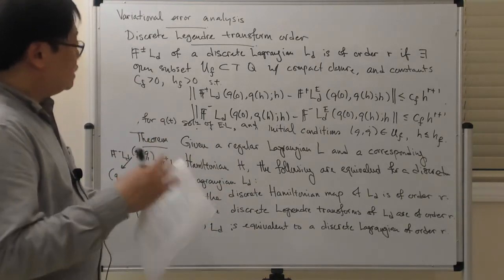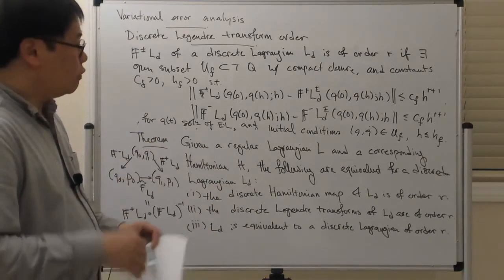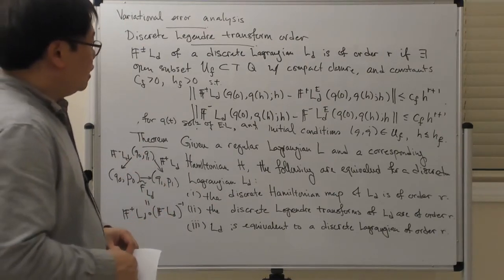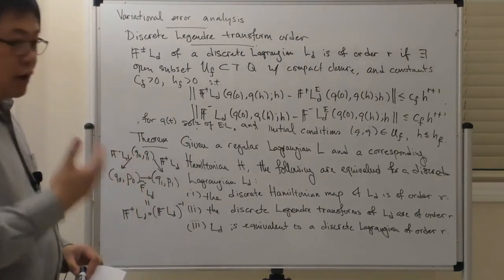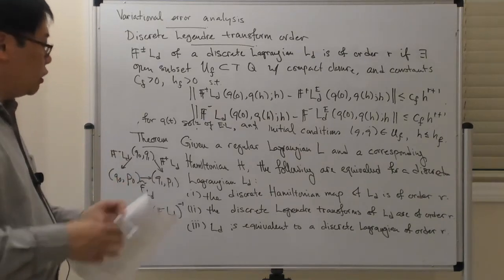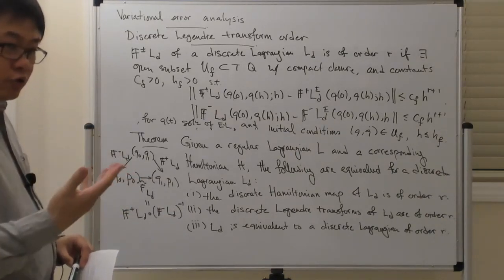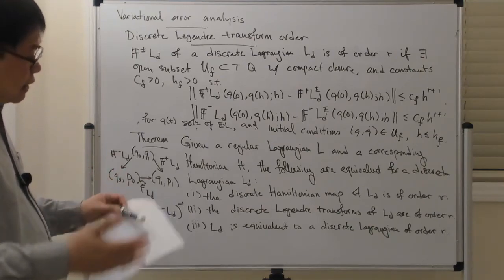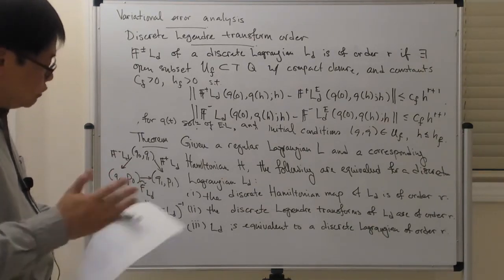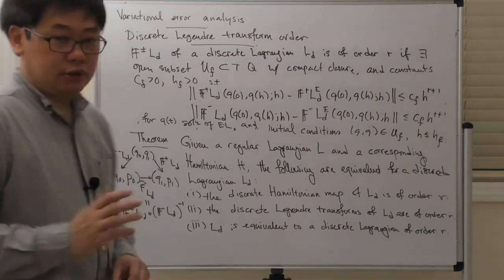Okay, and so this is more or less the framework of what's called variational error analysis. What it does is reduce the problem of constructing, say, high-order variational integrators to the problem of constructing high-order discrete Lagrangians. Okay, and there are systematic ways for doing this, which we'll discuss later. All right, so I'll stop here for now.